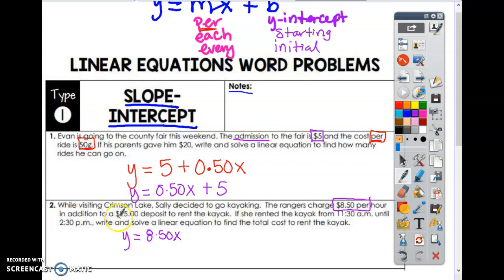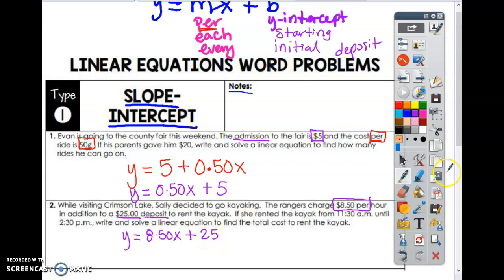In addition to $25 deposit. So I can add deposit on here, because it's something that you pay at the very beginning. So plus $25 deposit. Okay? So the $8.50 has the x because it's per. You have the keyword per hour. That means $8.50 every hour. x is your hours and the $25 deposit that you paid at the very beginning.